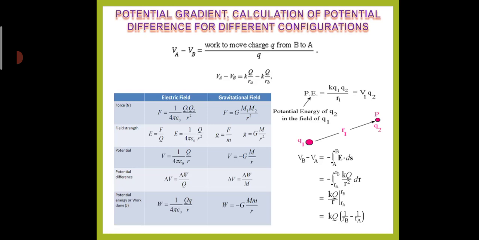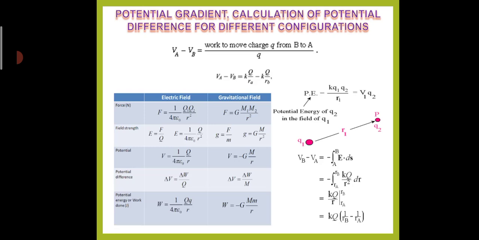Here, the force in the electrical field is F equal to 1 upon 4 pi epsilon 0 into Q1 Q2 divided by R square, and in the gravitational field F equal to G M1 M2 divided by R square. The field strength in the electrical field is E equal to F by Q, or E equal to 1 upon 4 pi epsilon 0 into Q by R square, and in the gravitational field g equal to F by M, or g equal to G M by R square.